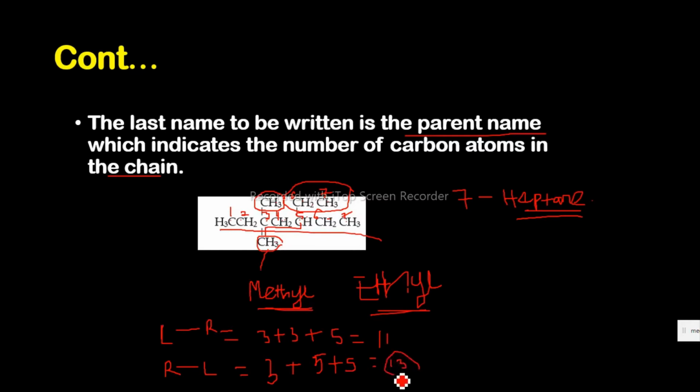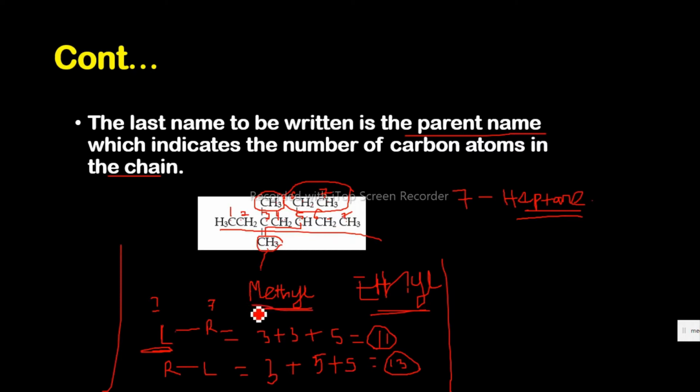Now the IUPAC says the side that should be considered is the side that gives you the lowest sum, and the lowest sum is 11. So we shall consider the carbon that is on the left hand to be carbon number 1, and the carbon that is on the right hand to be carbon number 7. So we shall consider this side. So therefore, when we are naming, we know that our methyl groups are attached on carbon 3, and the ethyl group is attached on carbon number 5. Okay? So now the next thing we are remaining with is the alphabetical order.